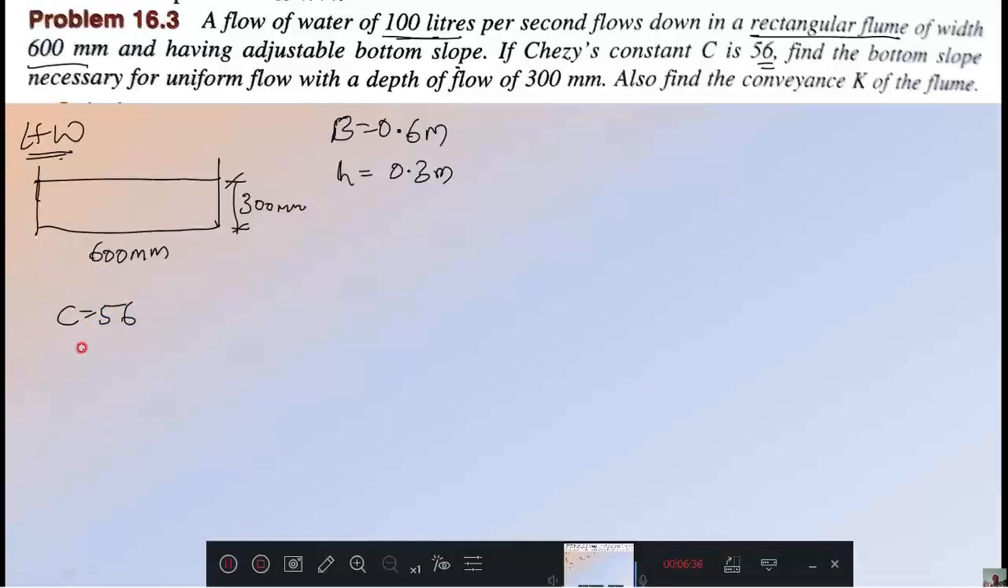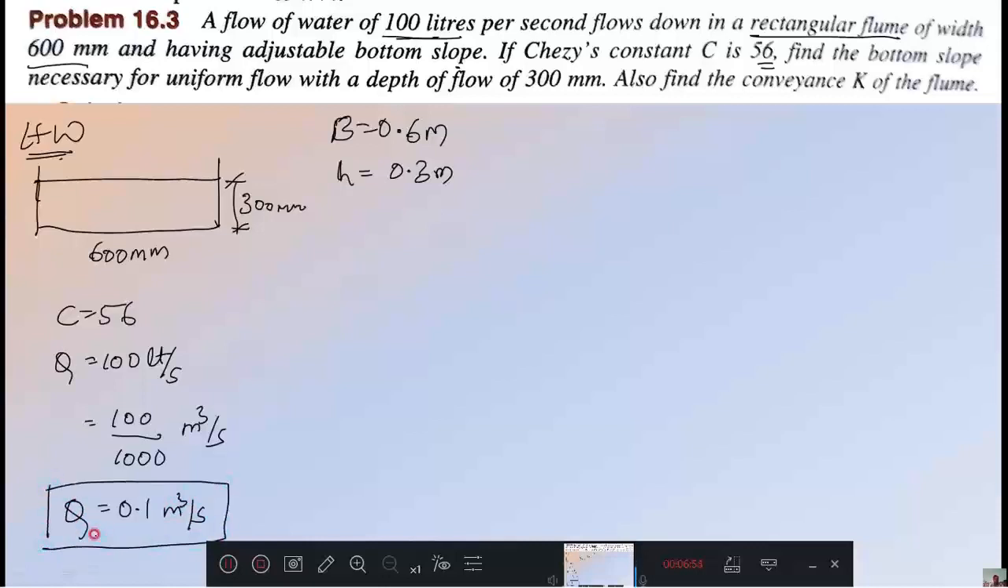Then 100 liters per second is given. Q is equal to 100 liters per second. This you need to convert into meter cube per second. Therefore, if you do 100 divided by 1000, you will get meter cube per second. I can say 0.1 meter cube per second. This you got, Q. In this problem, one thing we need to learn is unit conversion. That's it. Nothing is special here.